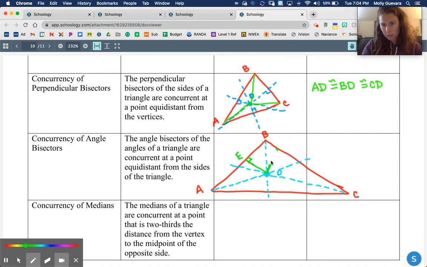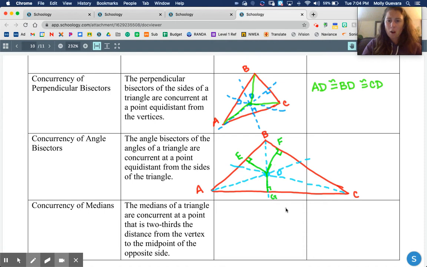Perpendicular. Let's call that F. And then this perpendicular, let's call it G. All of those green side lengths are the same. So here, ED is congruent to FD, which is congruent to GD. So all of those lengths are also the same.